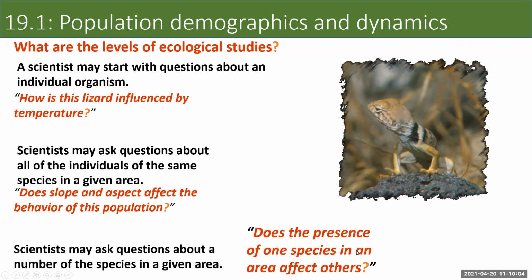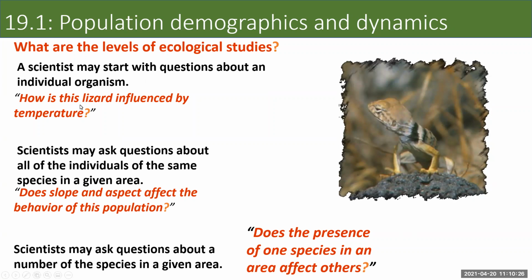So does the presence of one species affect the presence of others? For example, if there's a wolf present in this habitat, how does it affect the elk population or the cottonwood population or the willow population? All of those are very important questions, and they range across different levels.